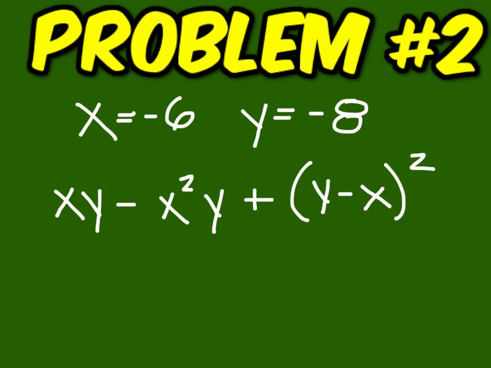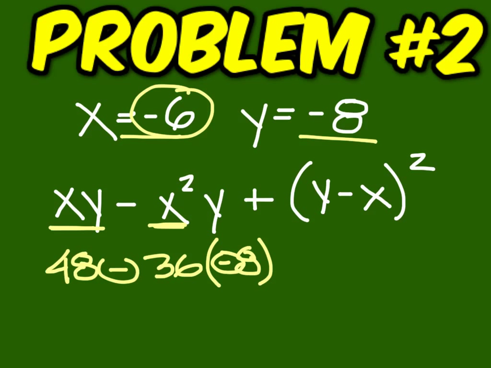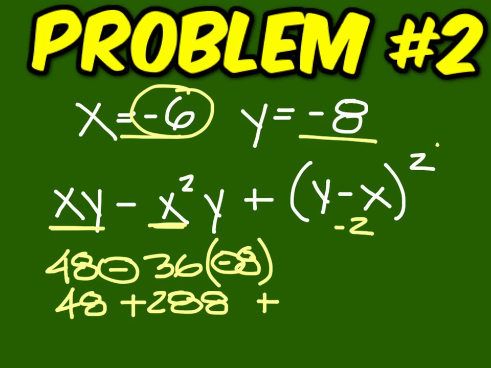On this one, you're going to have these two multiplied together here, so you get a 48. And if you square the value of x for this one, you get a 36. And then y is a negative 8. But that's a double negative. So that would be 48 plus 288. And then you finish off the back end here. Y minus x is going to be a negative 2, and when you square it, it becomes a 4. So the answer is 340.